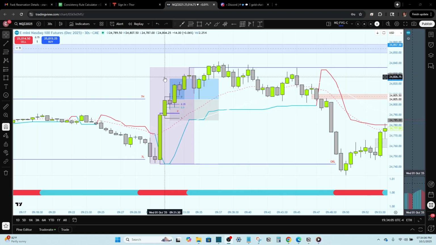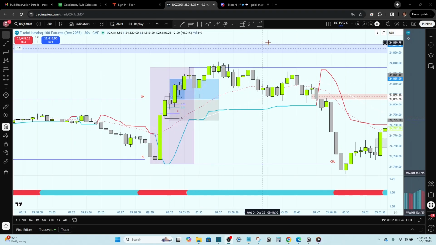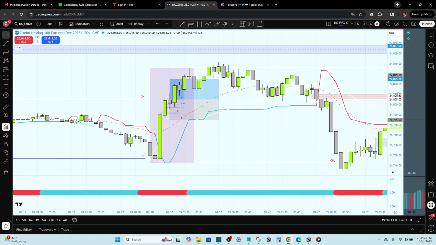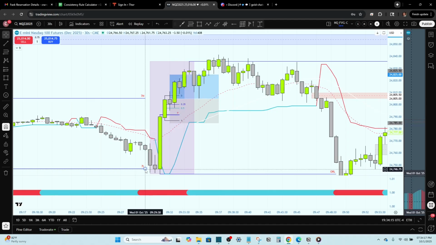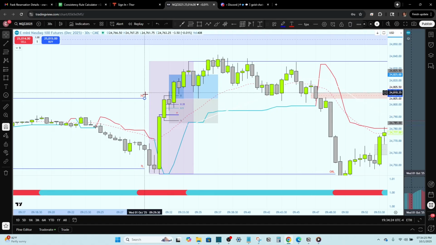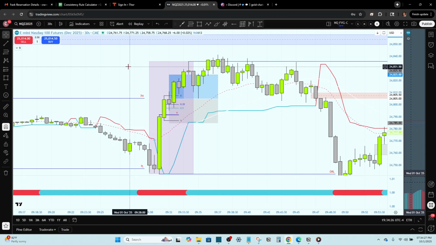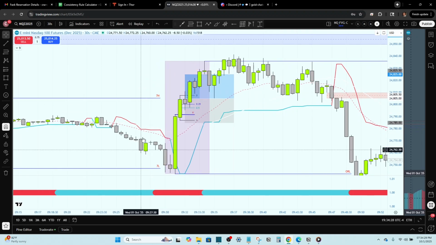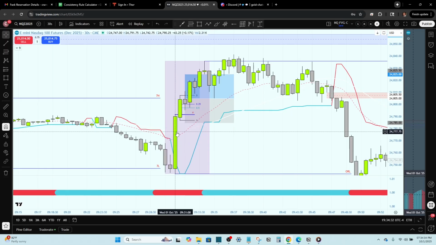I do have my draws on liquidity that I think are going to be useful, and you'll see that in the video. Basically, I have a 7 a.m. low here and a high. Obviously, the low got taken and it ran to the high. So that's basically why I draw this, just to give me a sense of what's being taken at what time.